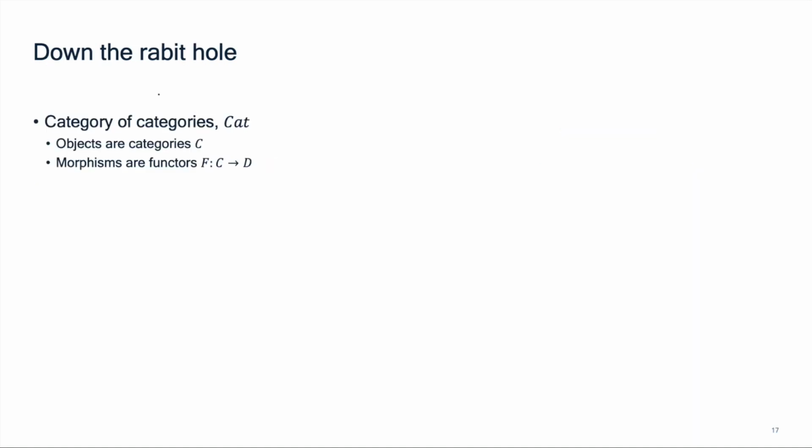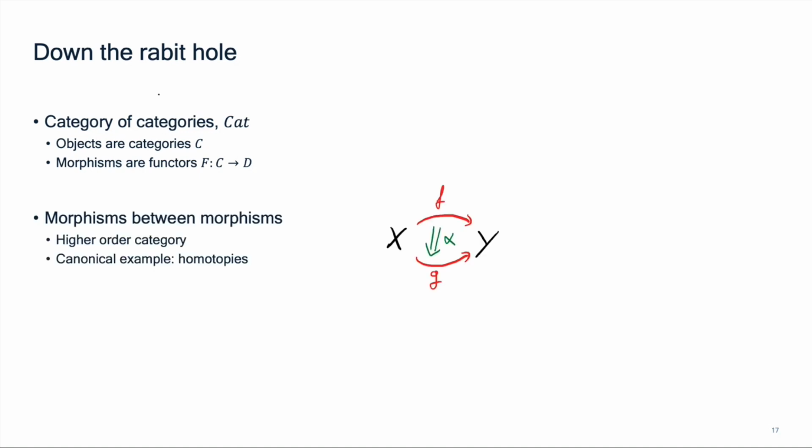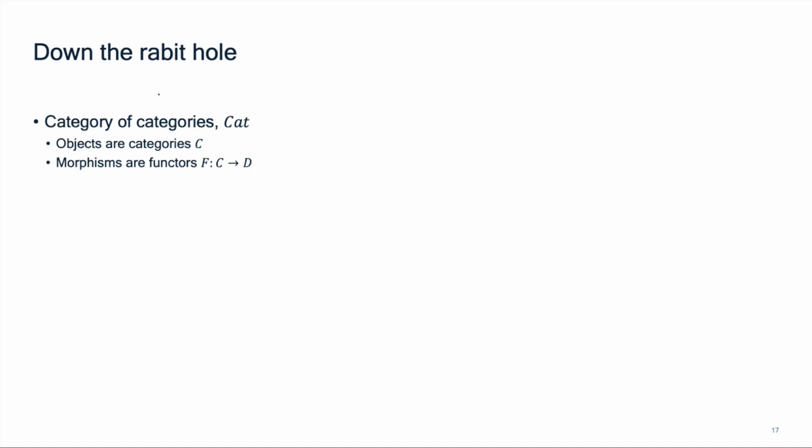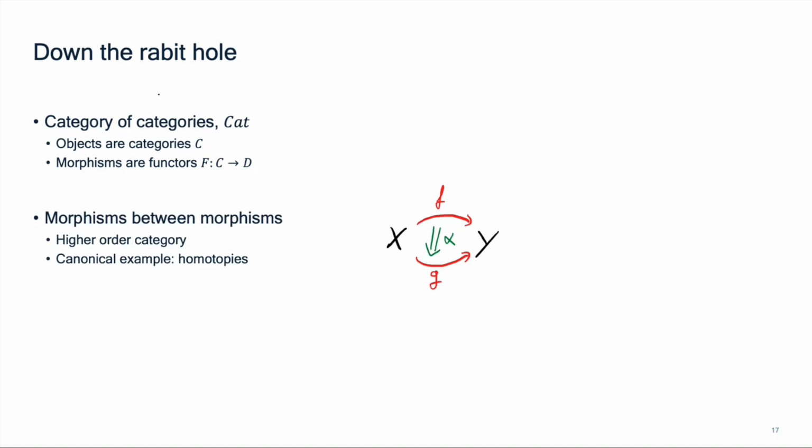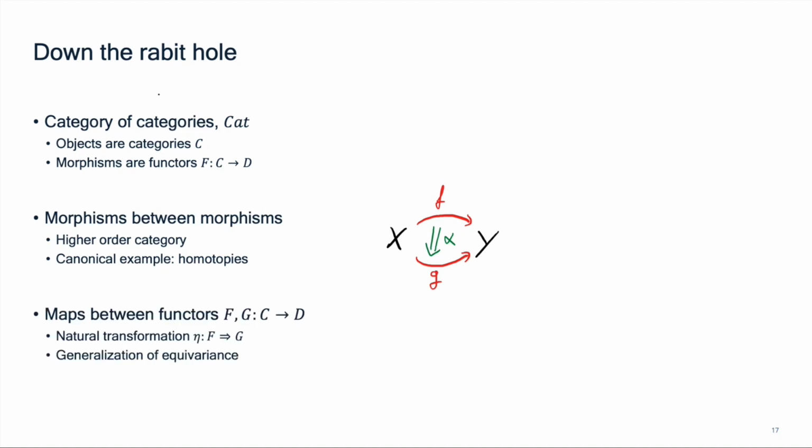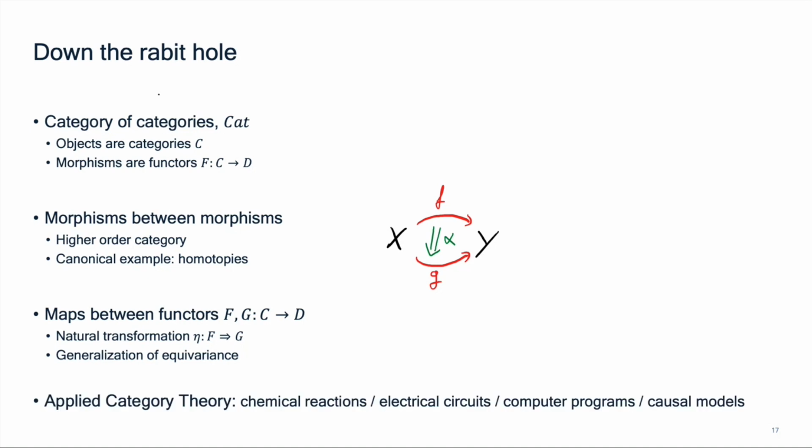So this is only scratching the surface. We can talk about the category of categories, if we like. Its objects are categories and its morphisms are functors. We can talk about morphisms between morphisms, giving us higher order categories. One instance of that is talking about maps between functors. And these are called natural transformations and are a generalization of equivariance, which I'll talk about more on Wednesday.